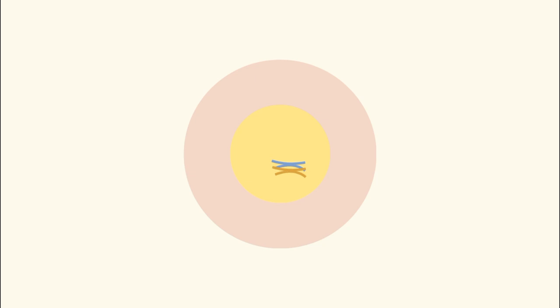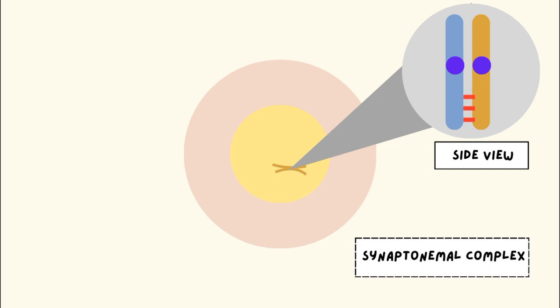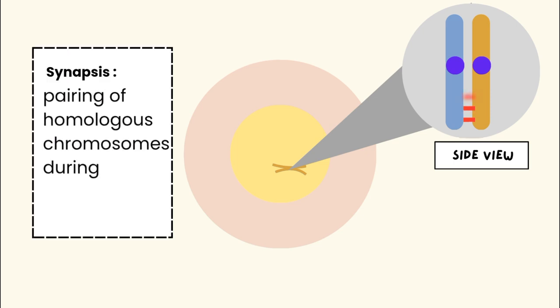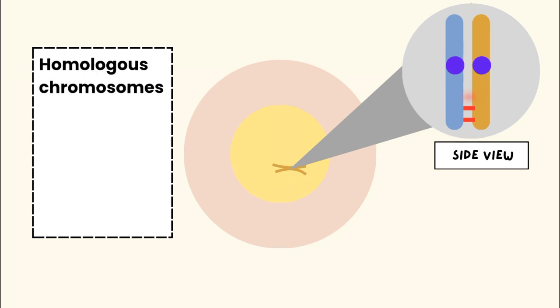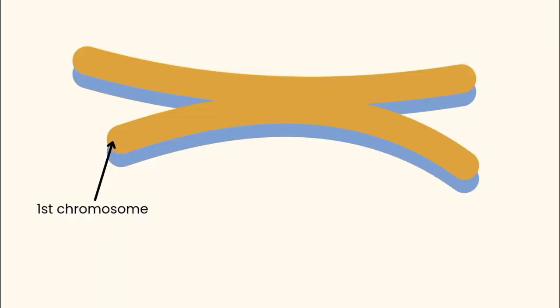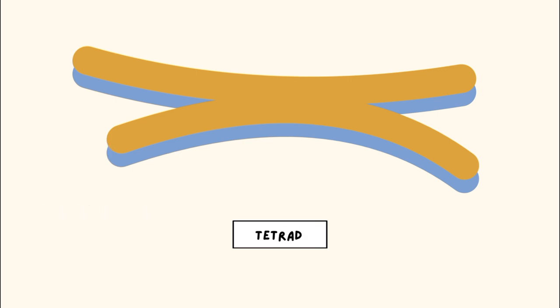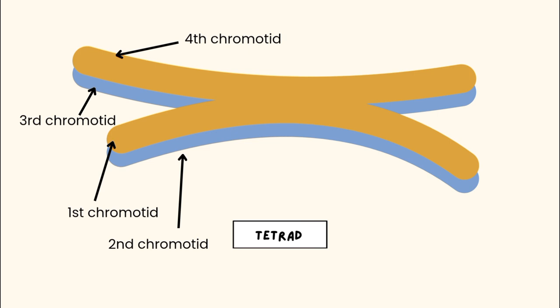During this zygotene stage, homologous chromosomes come together and pair along their length through the formation of a synaptonemal complex. This pairing process is called synapsis. Homologous chromosomes are pairs of chromosomes that have the same length, gene sequences, and centromere position. As a result of synapsis, the pair forms a structure called a bivalent. This structure is also known as a tetrad because it consists of 4 chromatids.